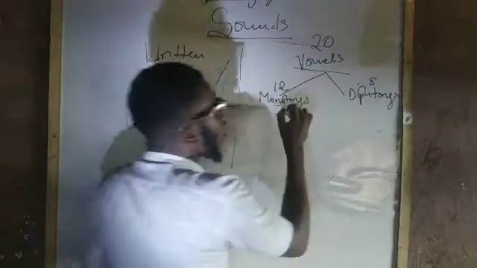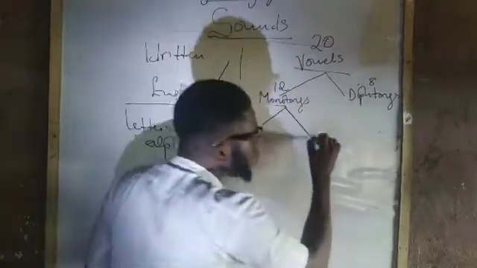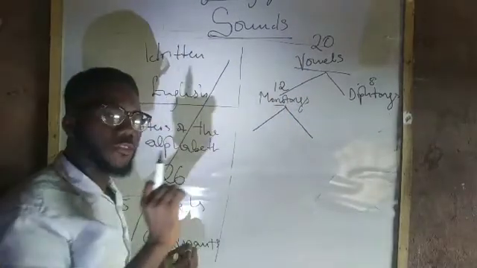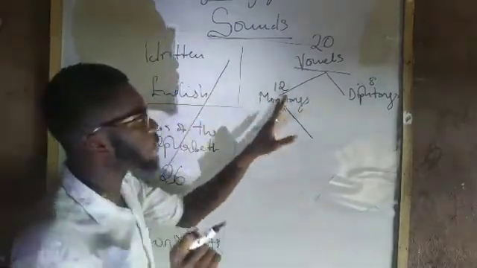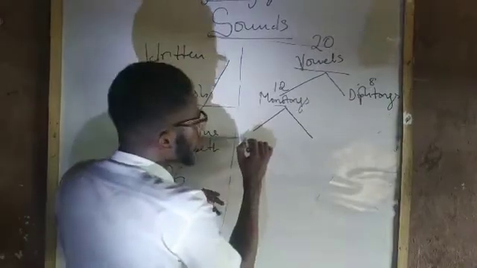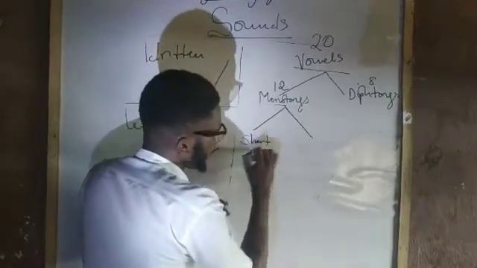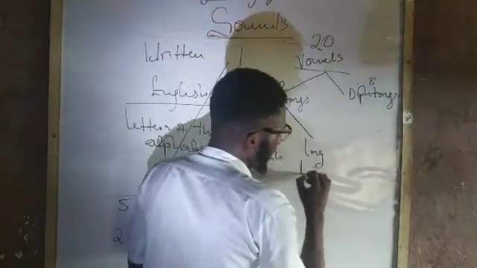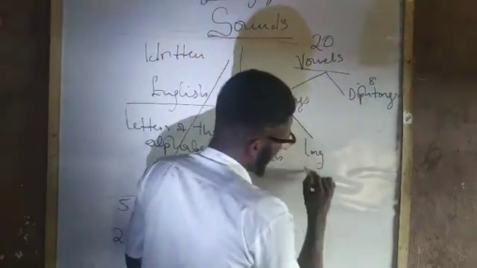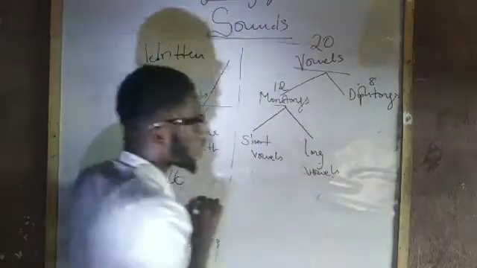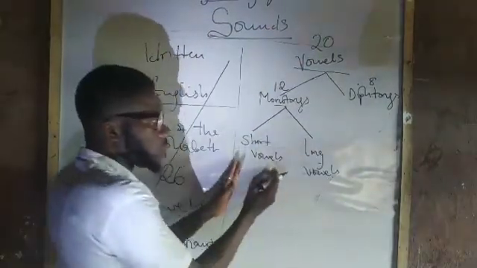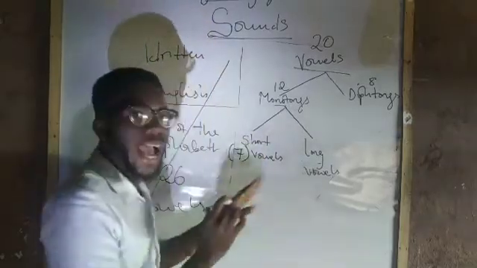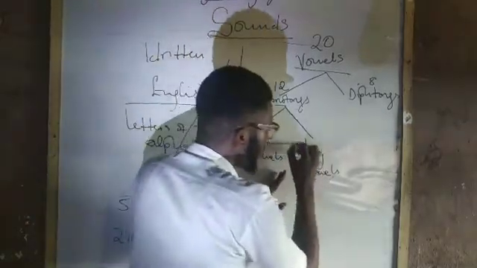These monotones are further classified into 2. Take note that we said there are 12 monotones. They are 12 in number. Now, these 12 are divided into 2. We have the short vowels and the long vowels. Now, these short vowels are 7 in number, and the long vowels are 5.